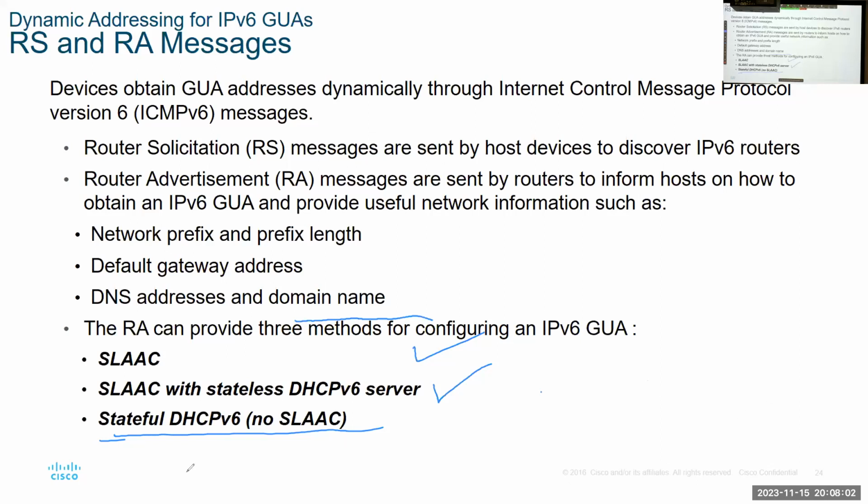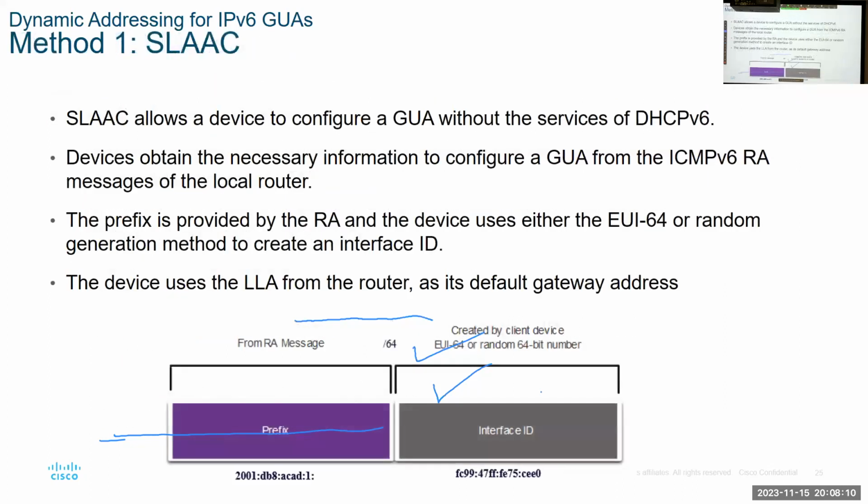Now there's more to it, unfortunately, because the router advertisement will tell the client how it should be getting its address. Which one of those three methods it should use.